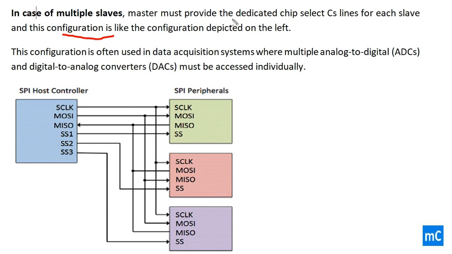In case of multiple slaves, the master must provide a dedicated chip select CS line for each slave, and this configuration is like the configuration depicted on the left. Here it is showing SS, slave select, which is equal to chip select. This configuration is often used in data acquisition systems where multiple analog to digital and digital to analog converters are used. SPI can be used in these applications. One disadvantage with SPI is that when the number of slaves increases, the chip select pin, that is the slave select pin, also increases. This will increase the circuitry also.